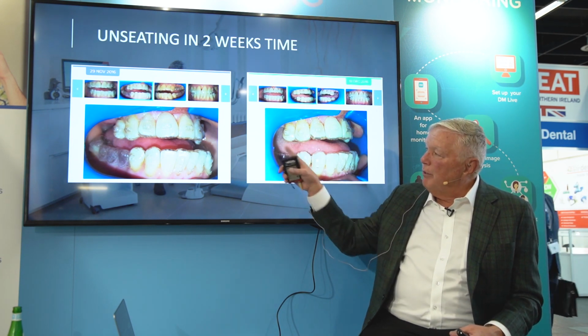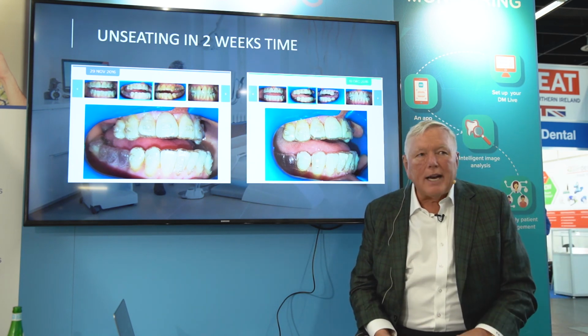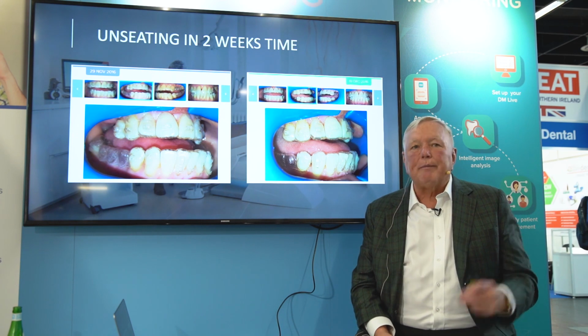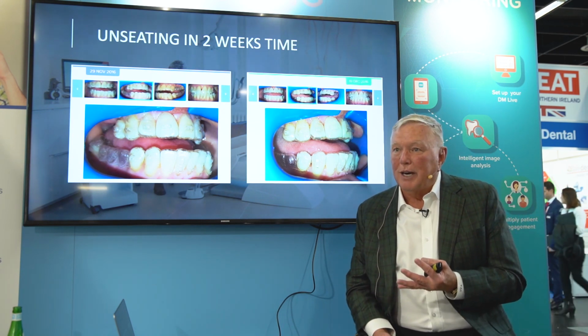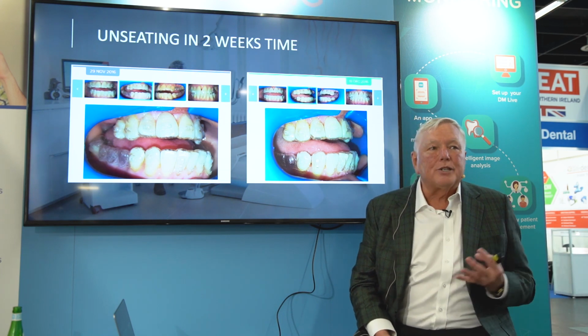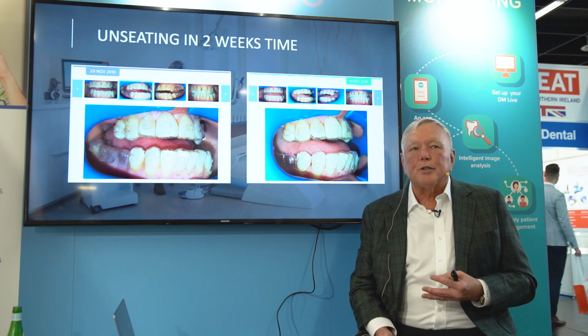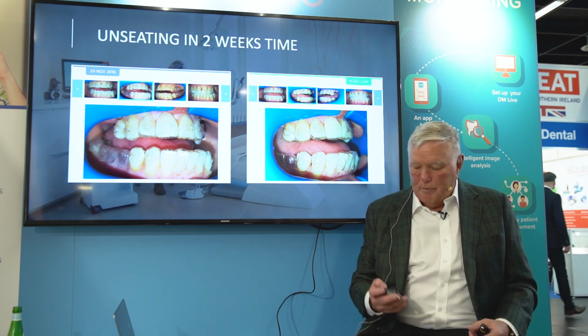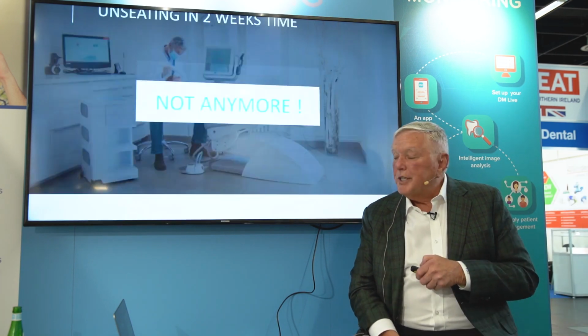But now what we're doing is we're doing photos weekly, and we're not having to do refinements anymore because of unseats. Now, we still do refinements because the occlusion isn't the way we want it. But if you can eliminate unseats in your practice, what's that going to mean for you? What's that going to mean for your practice? The profitability, the number of appointments, and so forth. So that was an unseat in 2 weeks.